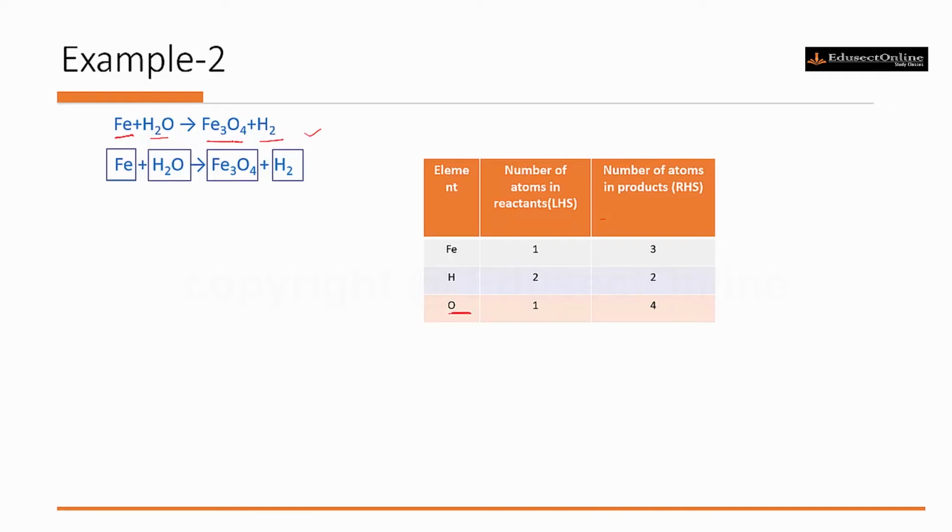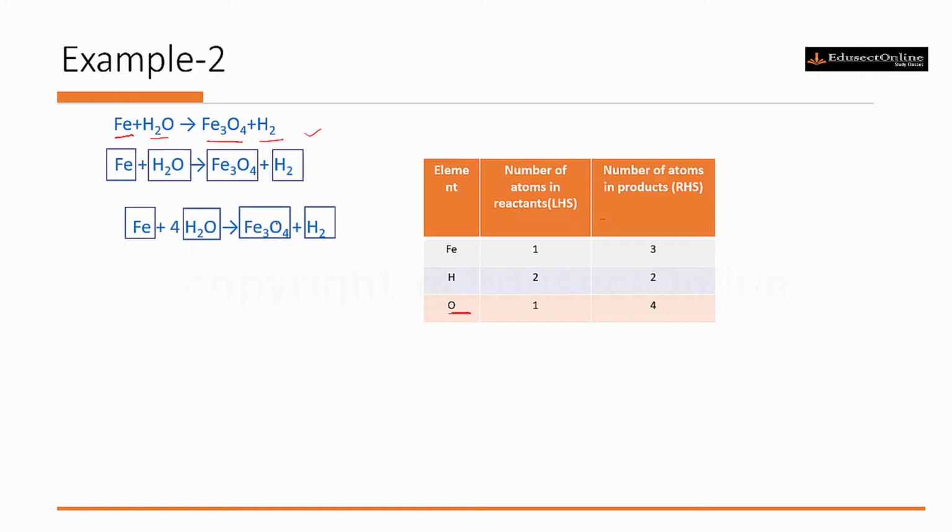It's 4 on the product side. So we have to balance oxygen first. In the product side, oxygen is 4. So we have to make the oxygen on the reactant side 4 atoms. So we have to put a 4 here to make the number of oxygen atoms 4. Like this: Fe plus 4H2O forming Fe3O4.